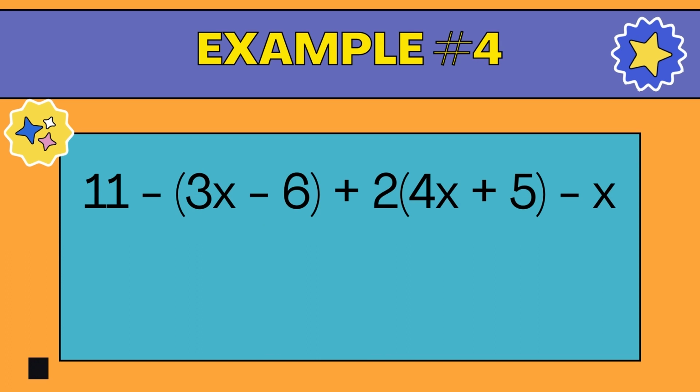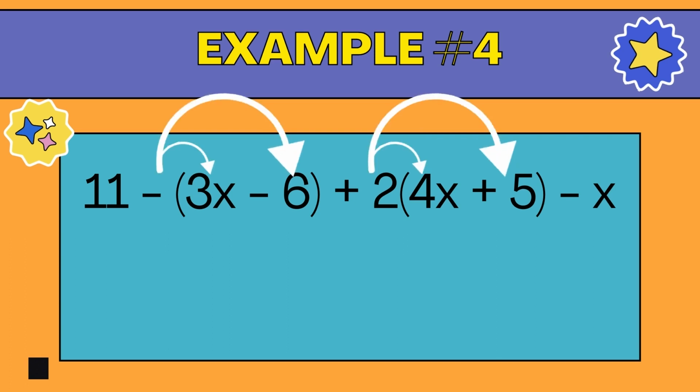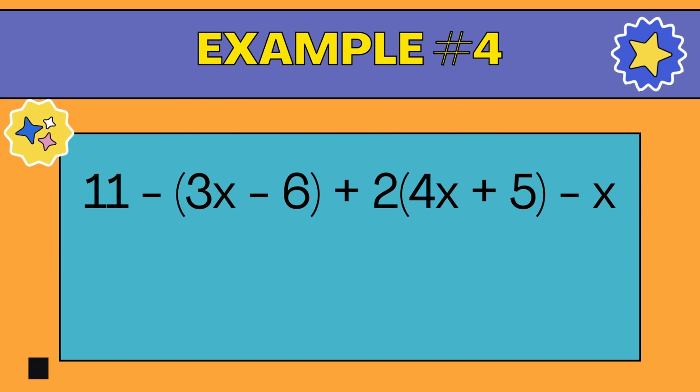Example number 4, 11 minus the quantity of 3x minus 6 plus 2 times the quantity of 4x plus 5 minus x. I see a couple sets of parentheses, so we need to make sure that whatever is right in front of them gets distributed if it's supposed to. The first set of parentheses has a negative in front of it, so we need to distribute negative 1 to everything inside the parentheses there. The next set of parentheses has a positive 2 in front of it, so we need to distribute positive 2 into those parentheses. To start with, we can just write down the 11 because that part is not going to change as we go from one step to the next.